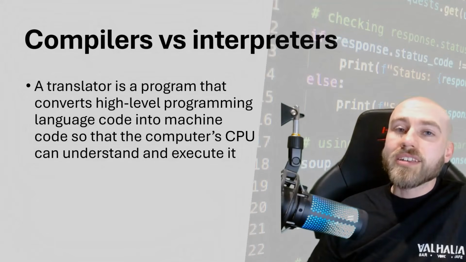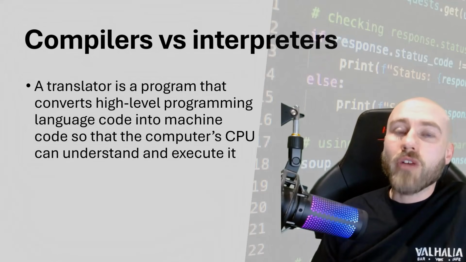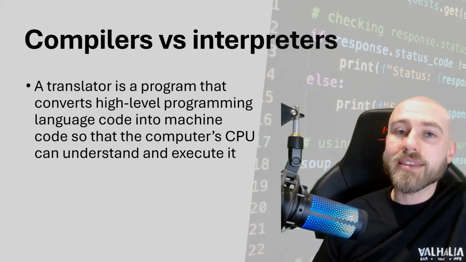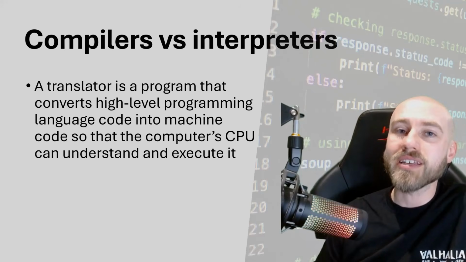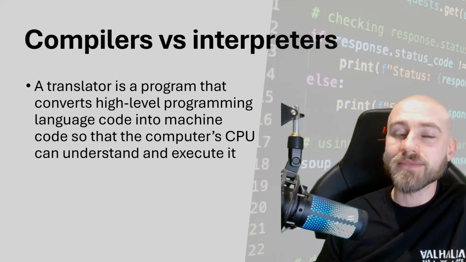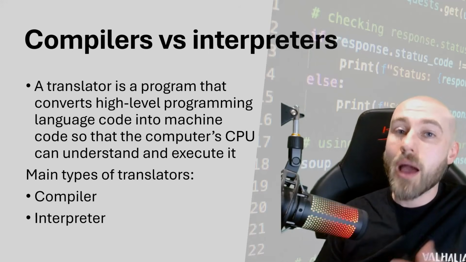So compilers and interpreters come under one category, and that's known as a translator. If you're writing code in a high-level language like Python, your code must be translated first before it can be executed, meaning it needs to be translated into machine code before it can be executed. The main types of translators include compilers and interpreters, and we're going to look at both of them.